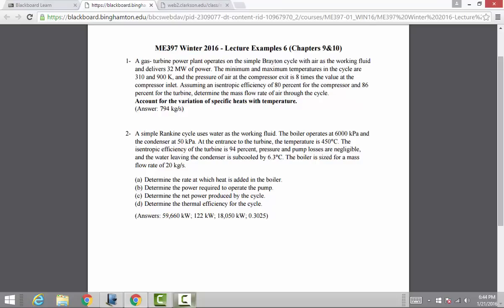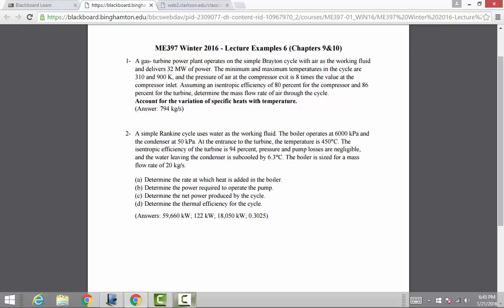Okay, the isentropic efficiency. When you see isentropic efficiency, it means that either the pump or the turbine are not working ideally, so there's an efficiency going on. The isentropic efficiency of the turbine is 94%. Okay, that's a good turbine. Pressure and pump losses are negligible. So the pump is an ideal pump, so the efficiency would be 100%.